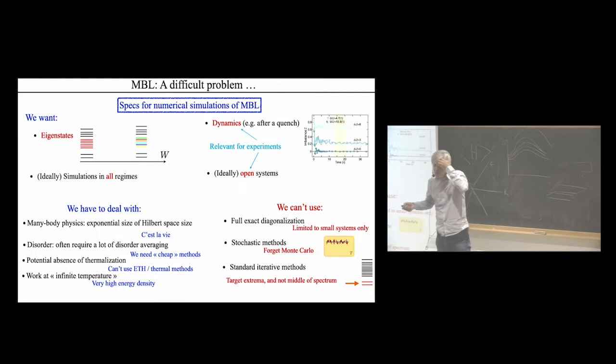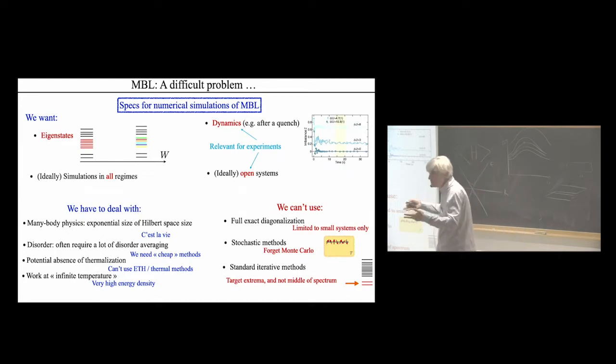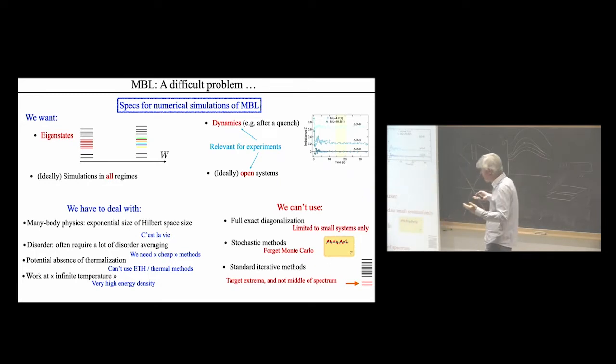Unfortunately, I'm coming from condensed matter, let's say. We have developed some nice numerical methods there for many-body physics. They mostly all fail. Why do they all fail? Okay, full diagonalization: we can diagonalize our matrix, that's fine, but it's limited to small systems. And the MBL problem is full of large finite size effects.